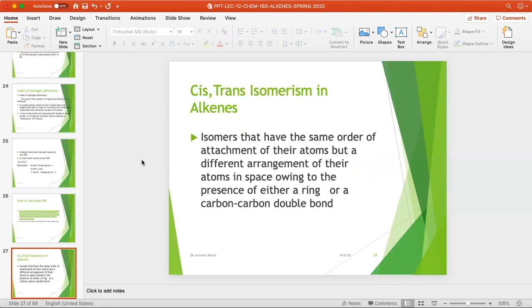Next we go to cis-trans isomerism in alkenes. You know what isomers are? Molecular formula is the same but connectivity is different. But now we need to understand isomerism in alkenes. In alkenes, the isomerism is called geometrical isomerism. It is isomerism in which the atoms have the same order of attachment but a different arrangement in space, owing to the presence of either a ring or a carbon-carbon double bond. So we have some different types of isomers.